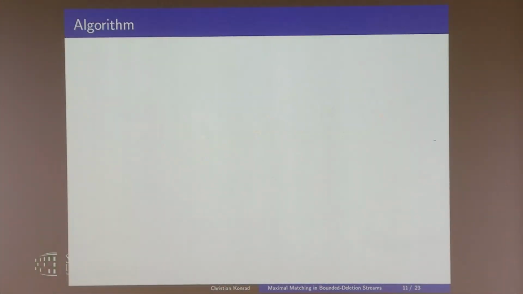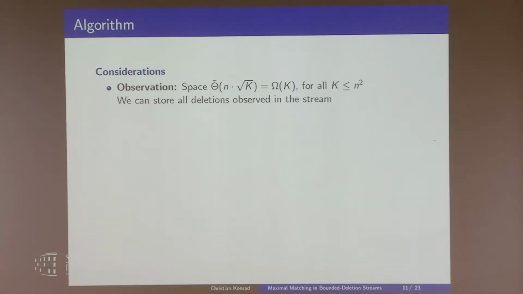So the algorithm, let's first think about somewhat general considerations. We want space n root k. Now n root k is always omega of k for every k smaller than n square, and that's the range that we're interested in. So we can actually, within the space bound, just collect all the deletions as we see them in the stream. So that's what we do as well. So we have all the deletions in memory at the end of the algorithm.